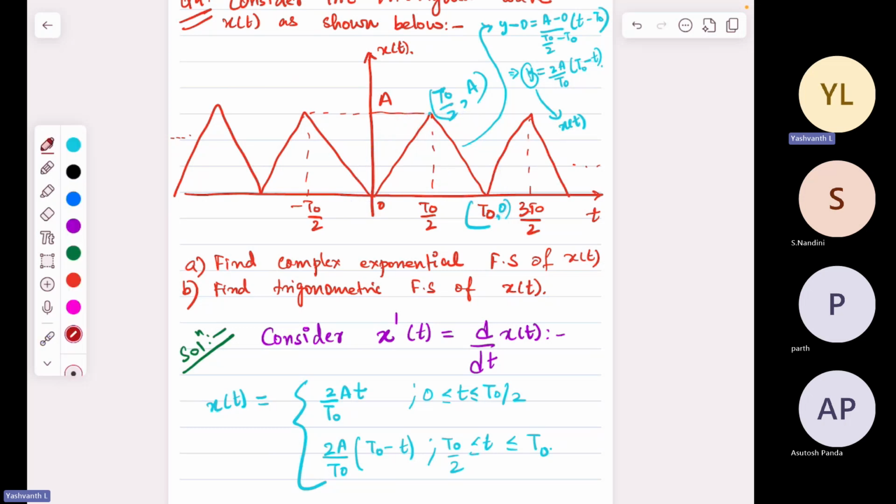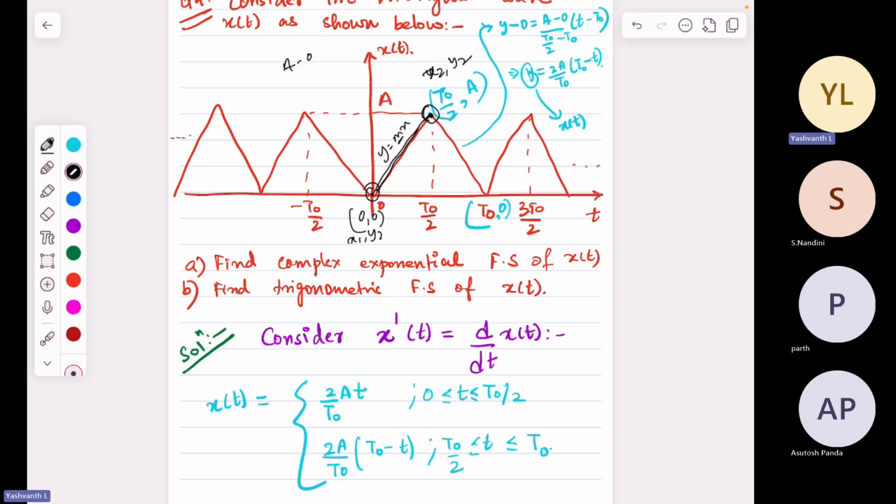This is your 0 comma 0 origin, and this topmost point, the one I'm marking in black, has the coordinate t naught by 2 comma a. So then you can find the equation of this line. Simple. This is like y is equal to mx, because it is passing through the origin. All you need to do is find the value of m, that is the slope. Slope is nothing but y2 minus y1 divided by x2 minus x1. Let's say this is your x2 and y2, and this is your x1 and y1.